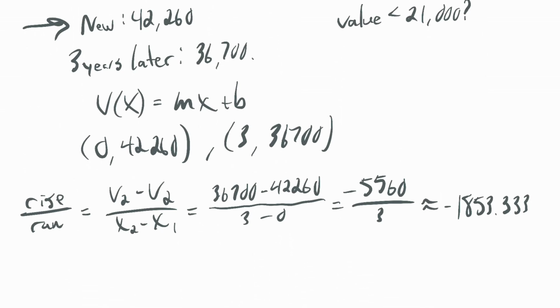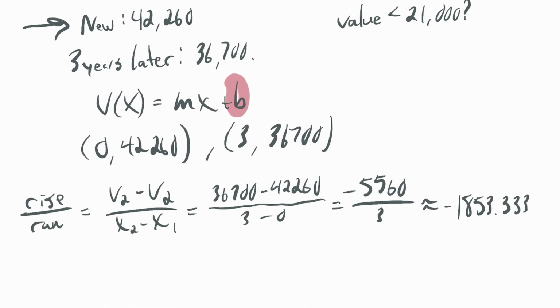I'll keep 3 places, okay? It would be a repeating decimal, but I'm indicating I'm rounding so that I don't need to write the repeating bar or anything like that. So what I'm finding when I do the rise over run is the slope. What is the change per year?